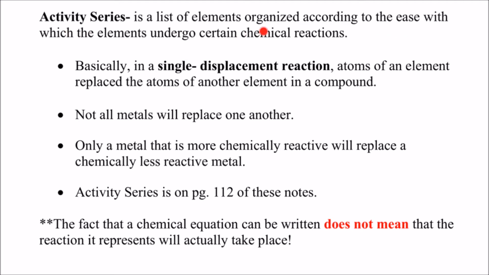This gives you your definition for it. It tells you that it is only for single displacement reactions. Not all metals will replace each other. Okay, only the more active element can replace a less active element. It's in your notes on page 112. That may change. And just because you can write a chemical equation doesn't mean that it's actually going to work.